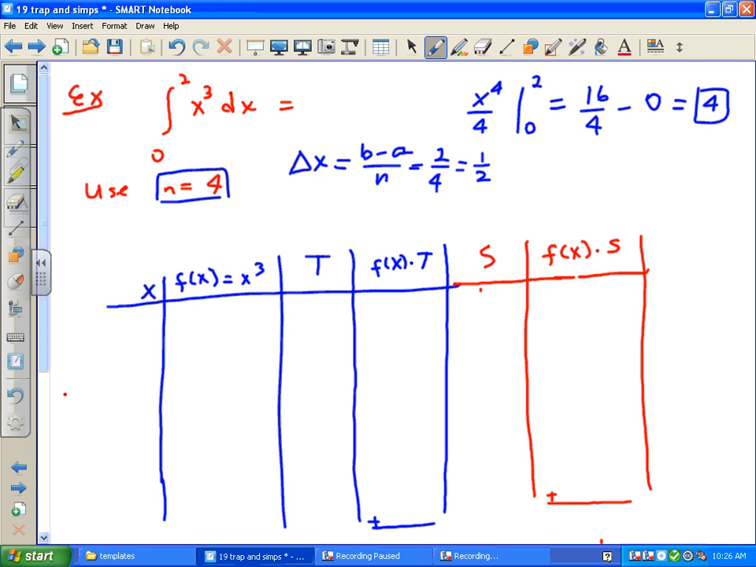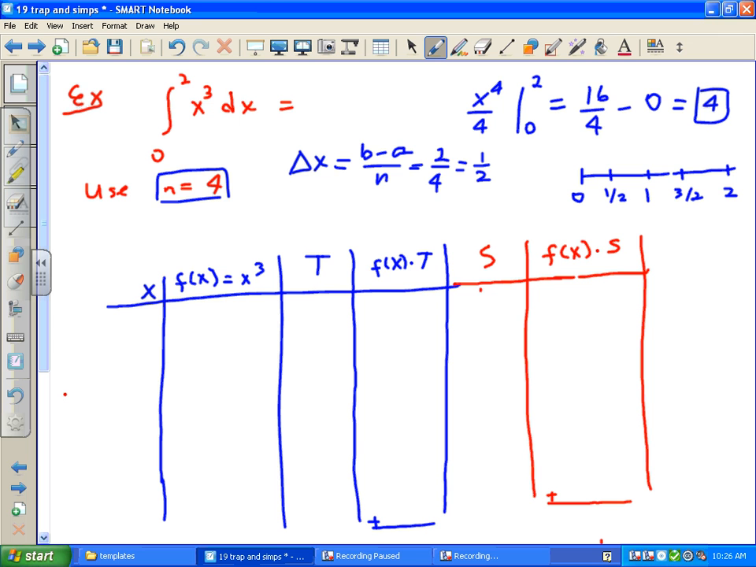So basically, what we're going to do is, if the interval is from 0 to 2, we're going to start at 0, then keep adding 1/2. The next point is going to be 1/2. Add 1/2 again, you get 1. Add 1/2 again, you get 3/2. Add 1/2 again, you get 2. Where will I stop? You stop when you have reached the upper limit of integration. The upper limit of integration was 2, and we stop there.